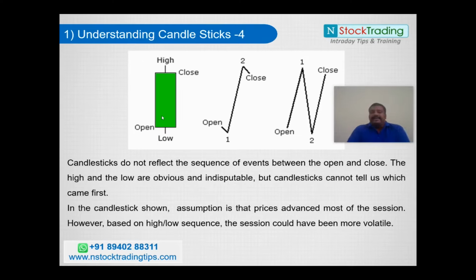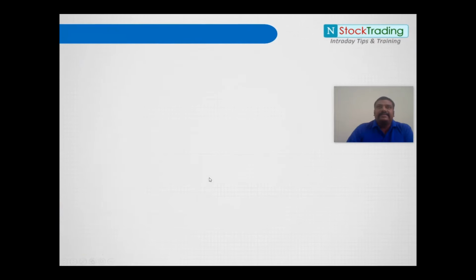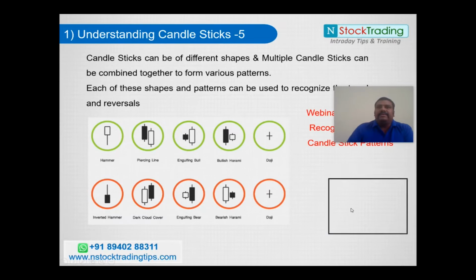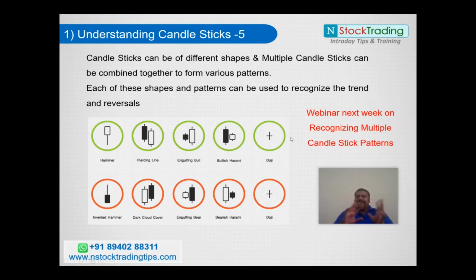If it is a green chart, the assumption is that the prices advanced most of the session. But we really don't know which came first, the high or the low. So this is about the candlestick structures. Now, I think you have an idea of the open, the close, the body, and the shadows.